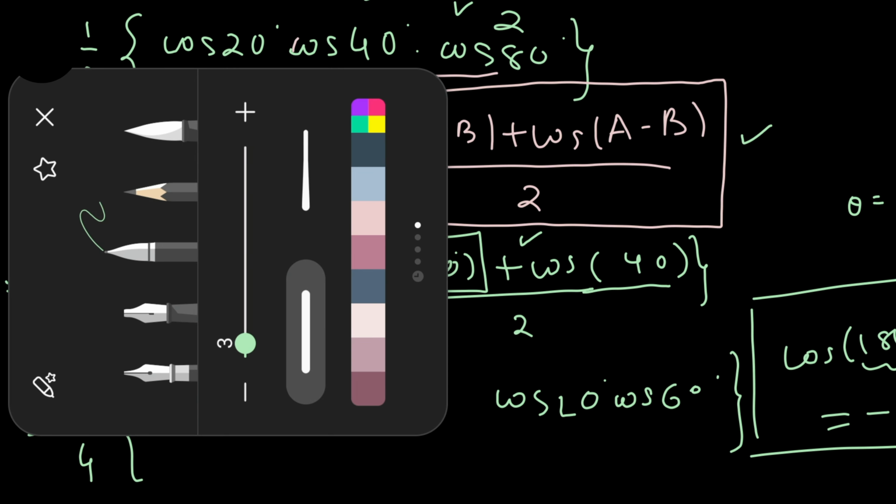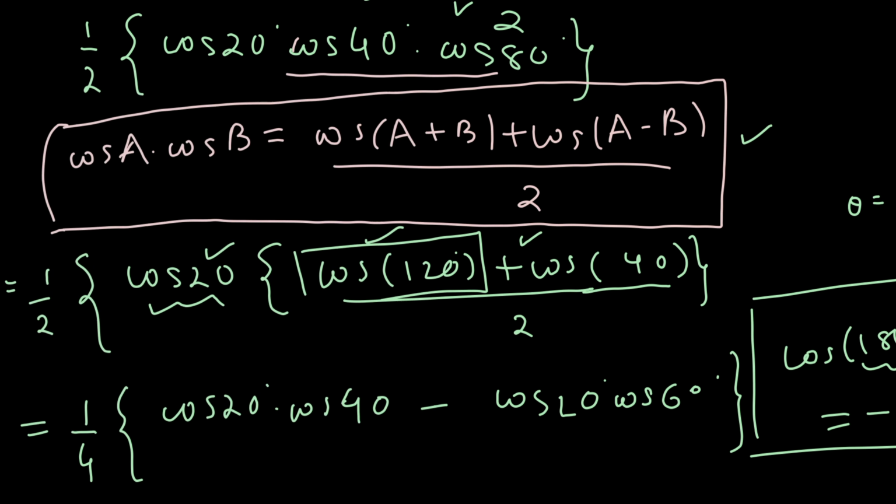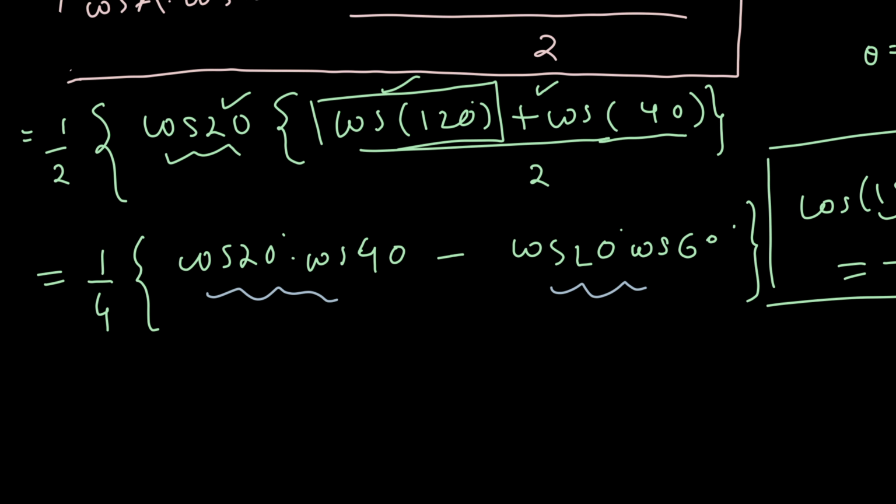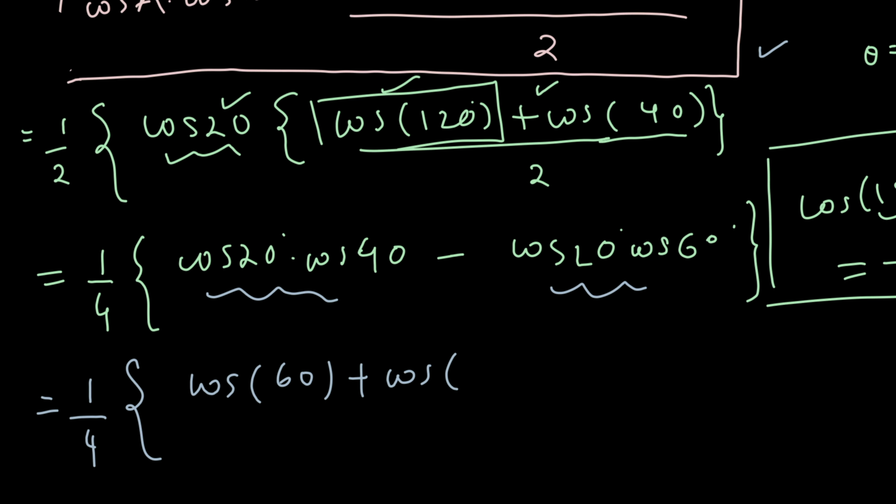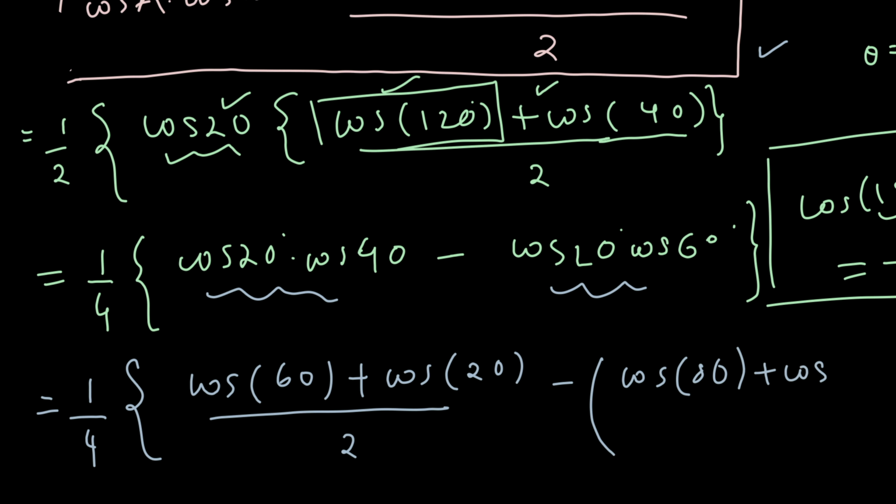So we have reached this particular equation. Now I will apply the same identity in this particular pair and this particular pair. So 1 upon 4 as it is outside the bracket, multiplied with, applying the identity, cos of 20 plus 40, that is 60, plus cos of 40 minus 20, that is 20 degrees, divided by 2, minus cos 20 into cos 60, which gives cos of 60 plus 20, that is 80, plus cos of 60 minus 20, that is 40, divided by 2.